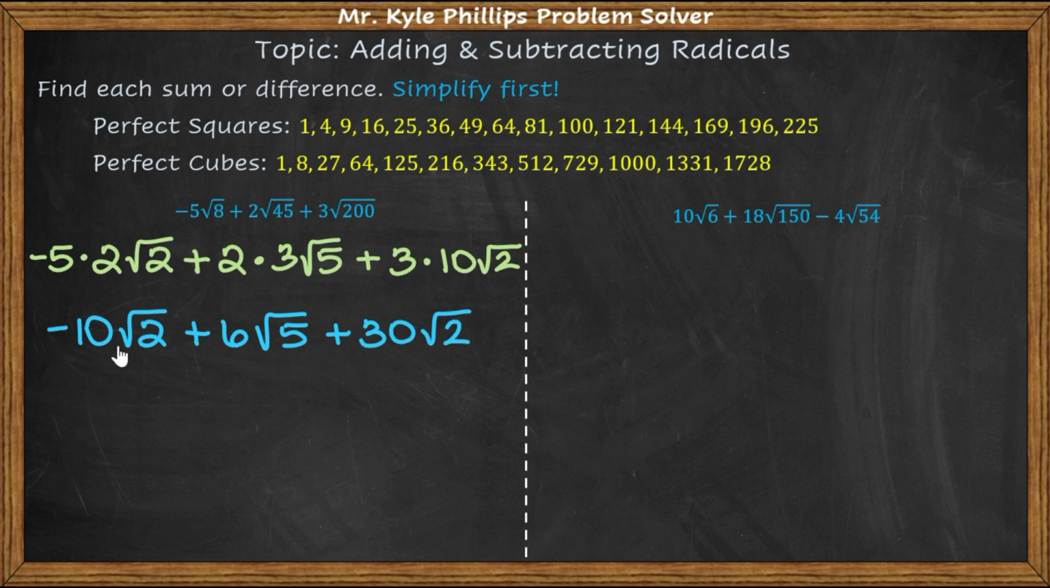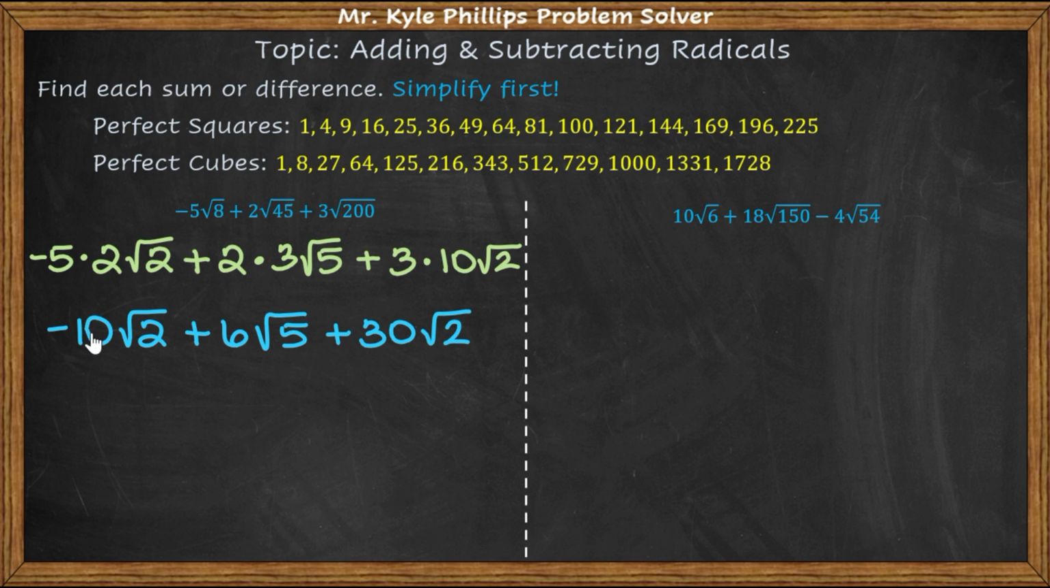2. So here I have simplified my radicals, and now what I'm doing is I am looking for terms where I have the same number underneath the radical. So here I have a -10 root 2, so I'm paying attention to that root 2, and here I have 30 root 2. So I can combine these two terms.